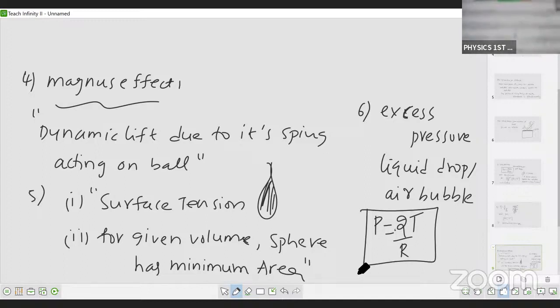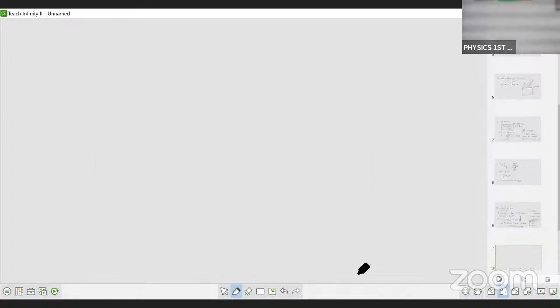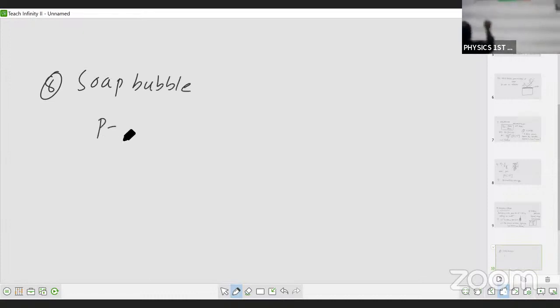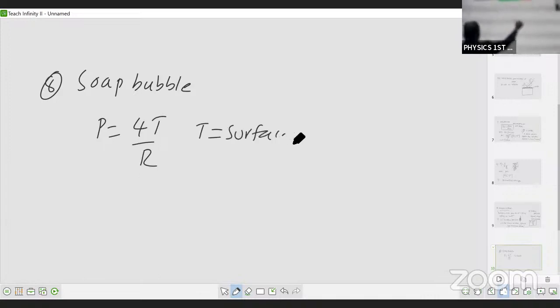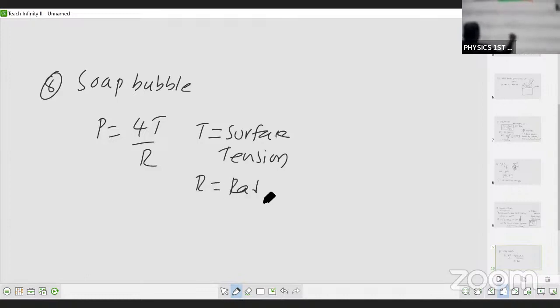Okay. And one more upcoming question: soap bubble. Surely this question is coming. Give the expression for the excess pressure in a soap bubble. Soap bubble means inside and outside surfaces are present. T equals surface tension, R equals radius of the bubble. This is the 8th, and the 9th one is also over.